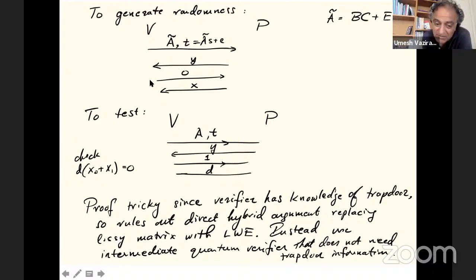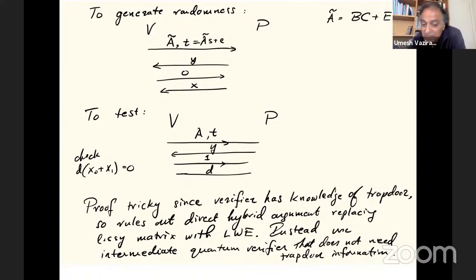The problem is that at some point we have to do this hybrid argument where we pass from a lossy matrix to an LWE matrix. And in the Hadamard check, the verifier actually needs to have trapdoor information in order to do the check. And so, of course, if you have trapdoor information, the lossy and the LWE matrix are distinguishable.